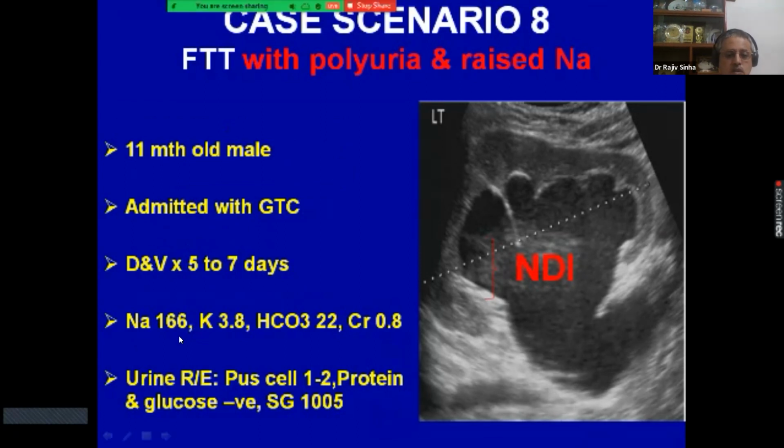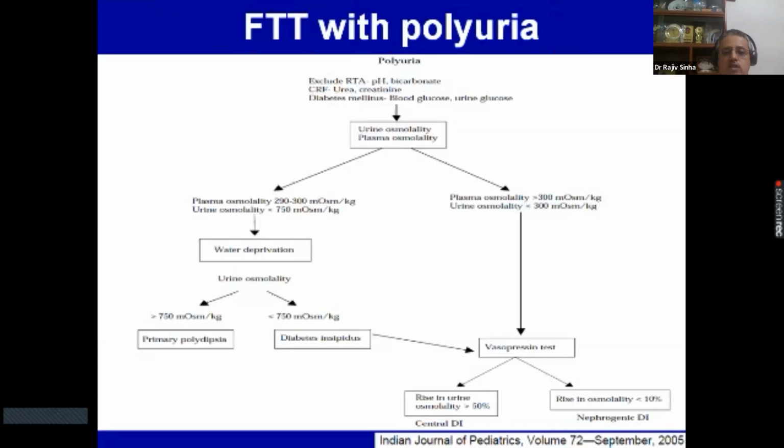Now, biochemistry shows this high sodium of 166. So up till now, we haven't really dealt with high sodium. Most of the time, sodium has been normal, maybe slightly on the lower side. So here we now have a high sodium, slightly high creatinine, and the urine routine showing a specific gravity of 1005. If you're having a sodium of 166, your urine should be concentrated. But here we have a urine specific gravity of 1005, which is already telling you the diagnosis.